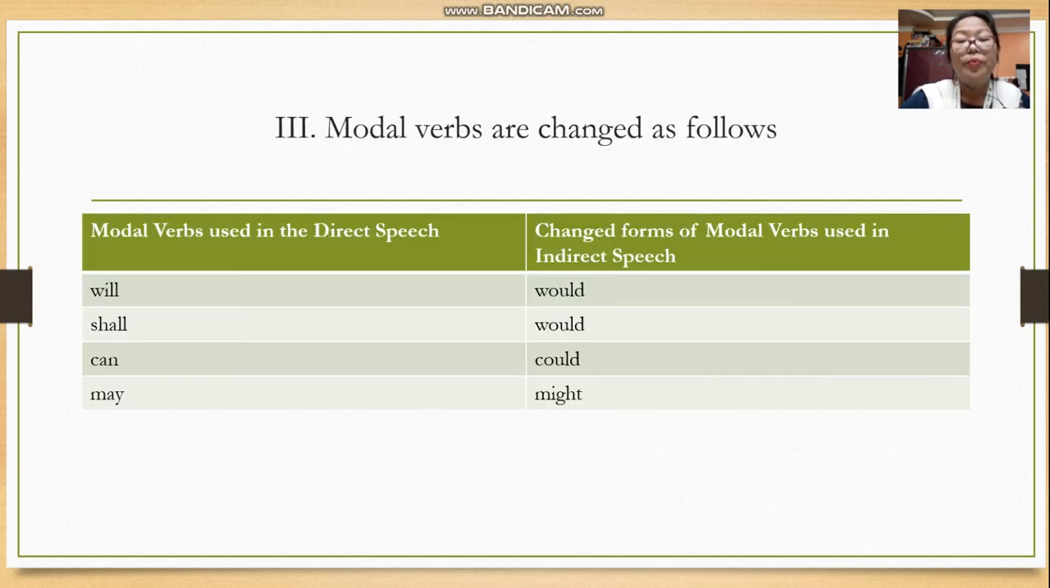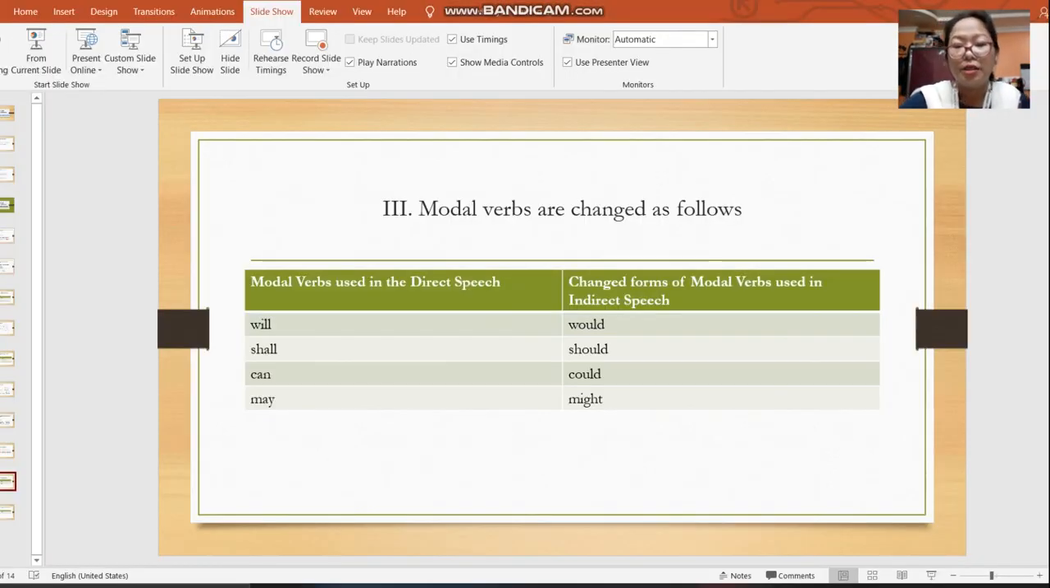Now, modal verbs are changed as follows. How do modal verbs change? Will becomes would. Shall becomes should. Can becomes could. May becomes might. So this is how modal verbs change in indirect speech. If it is will, it will become would. If it is shall, it will become should. If it is can, it will become could, and if it is may, it will become might.